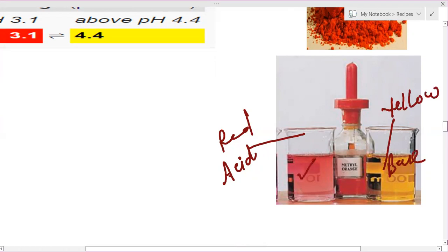So it means this is acid and this is base, because it turns red after adding methyl orange and it turns yellow after adding methyl orange. So this is acid and this is base.